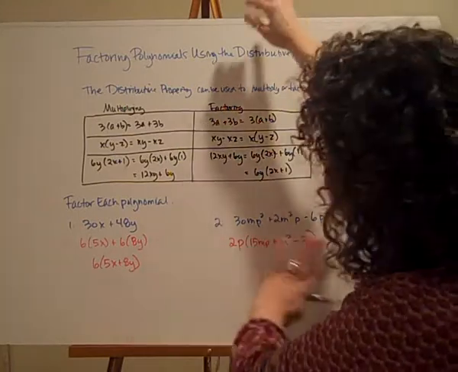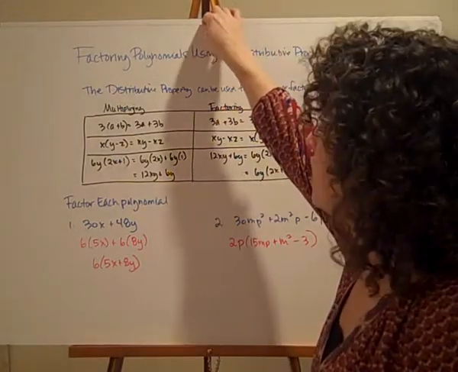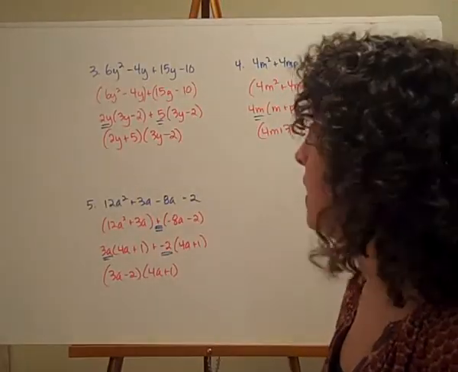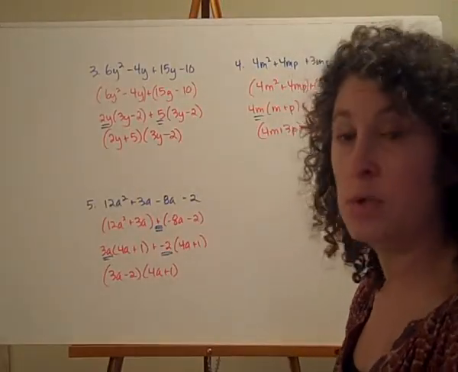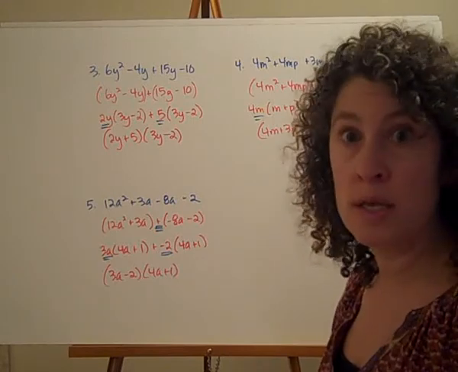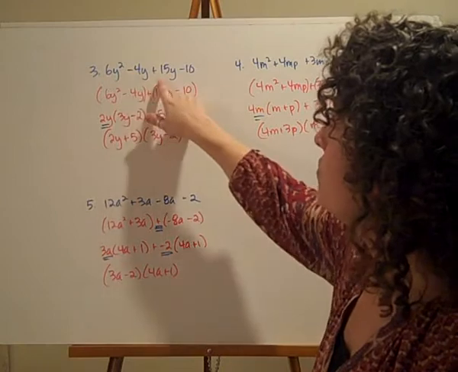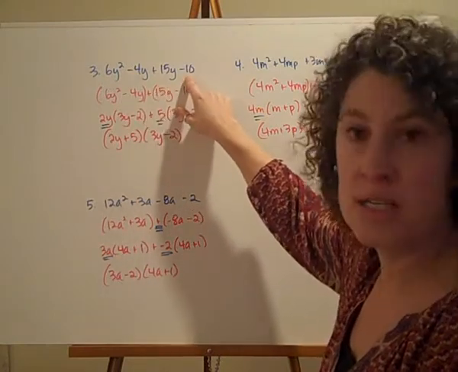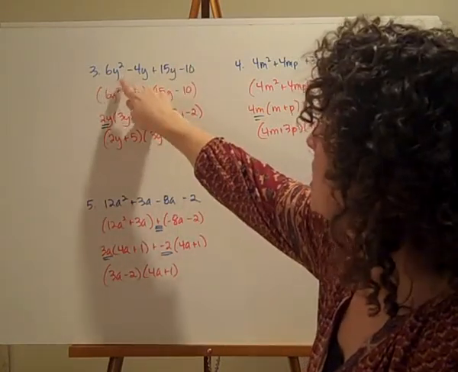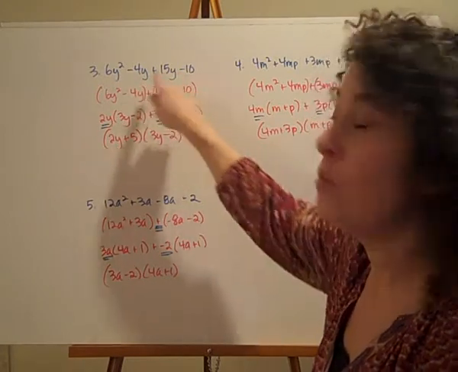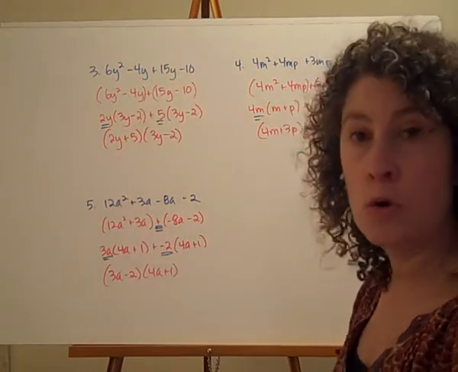All right, so we've done binomial, we've done a trinomial. So now we're going to look at polynomials that have 4 terms in them. And how do we do that? So again, first step, always, right out of the gate, check for a common factor. So I've got 6y squared minus 4y plus 15y minus 10. Any common factor here? I can take 2y, but they don't all have y, and I can't take 2 out of all of them. So there's no common factor.